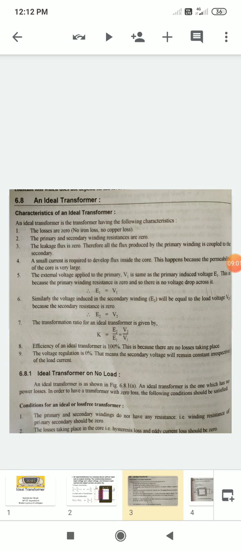Figure 6.81a, an ideal transformer is shown. An ideal transformer is one which has no power losses. In order to have a transformer with zero loss, the following conditions must be satisfied. Primary and secondary do not have any resistance, as we discussed in the characteristics of the ideal transformer. The winding resistance of the primary and secondary should be zero. That is not practically possible in any transformer, but here we assume it.